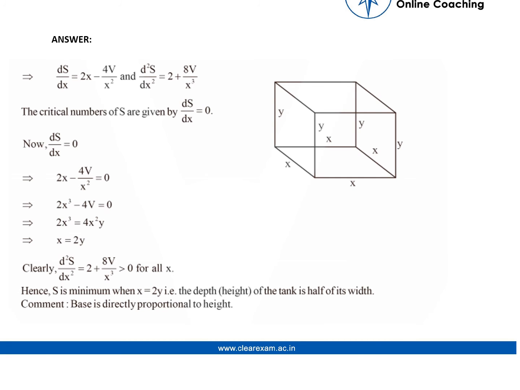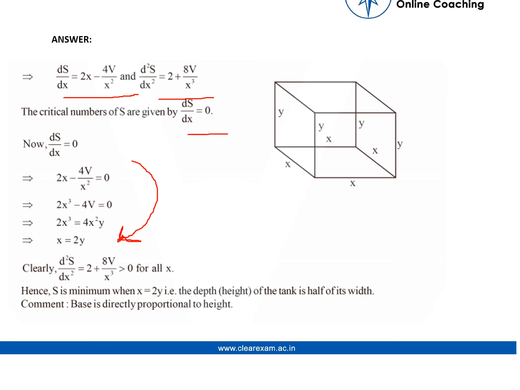Differentiating S with respect to x, we get dS upon dx is equal to 2x minus 4V upon x squared. Now again differentiating dS upon dx with respect to x, we get the double derivative d2S upon dx squared is equal to 2 plus 8V upon x cubed. The critical numbers of S are given by dS upon dx equal to 0. Putting the values into the equation, we get x is equal to 2y.